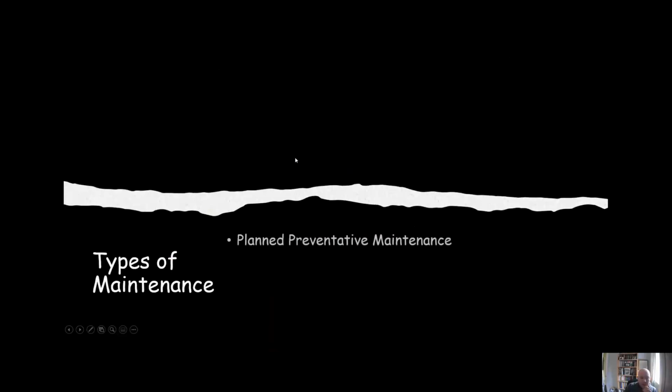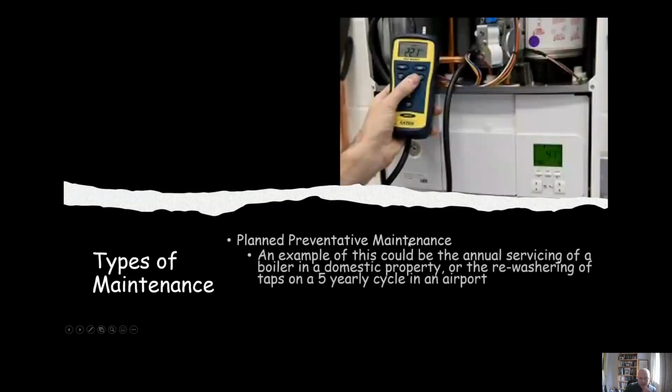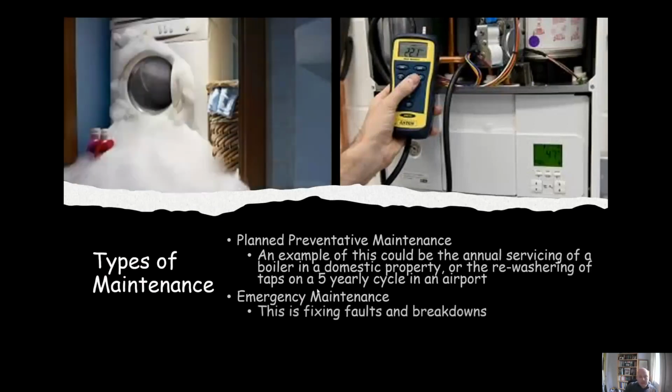Okay. There's two main types of maintenance we need to be aware of. Planned preventative maintenance, which could be any work that's planned in advance. For example, servicing of a boiler, rewashing of taps on a 5-yearly cycle before they've become faulty, which might happen in big installations like airports. And there's also emergency maintenance, which is with breakdowns, essentially fixing things when they've gone wrong.